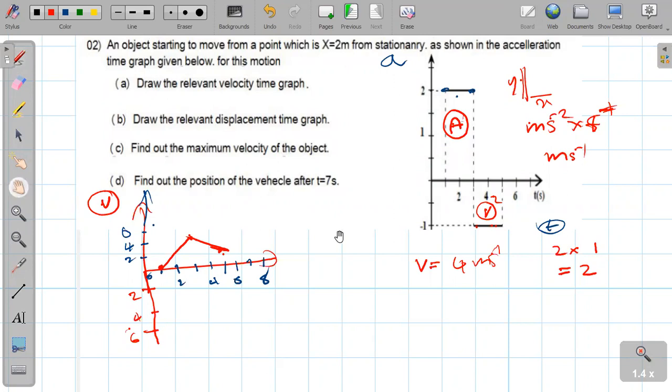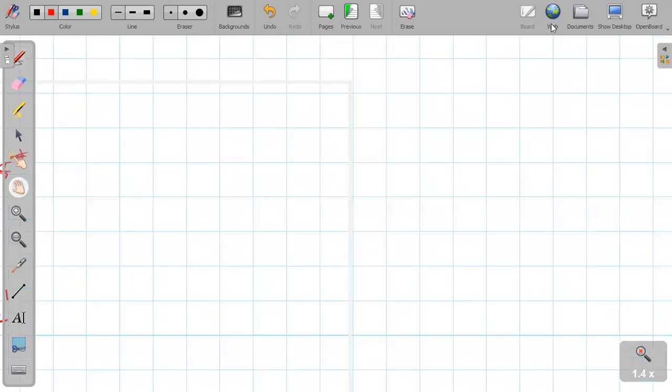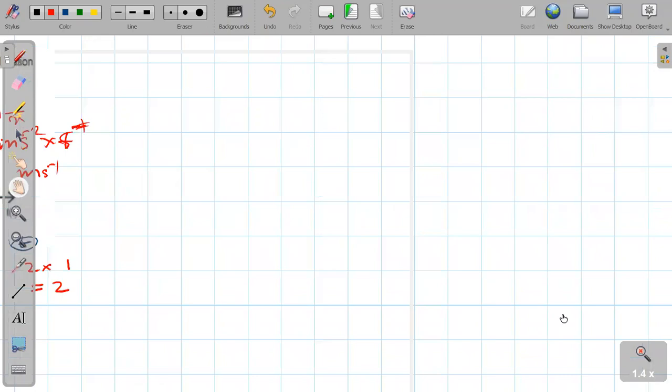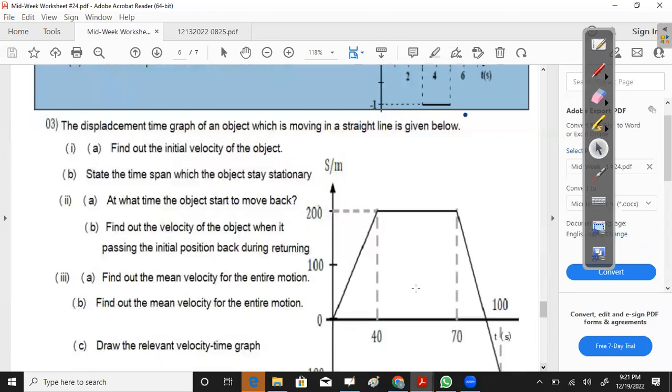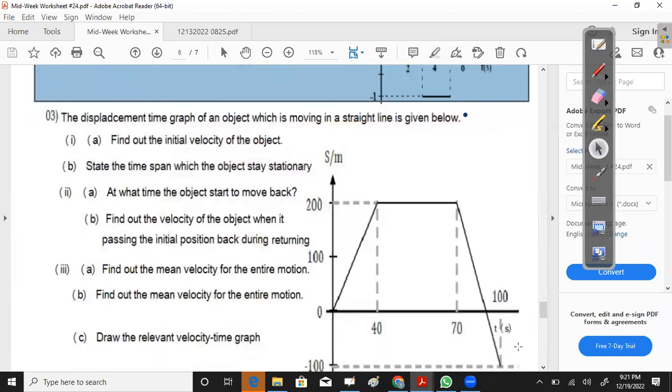This is a simple one. So let's move on to the hard ones only, because we have to spend more time on the hard ones. This one is also a really easy one.